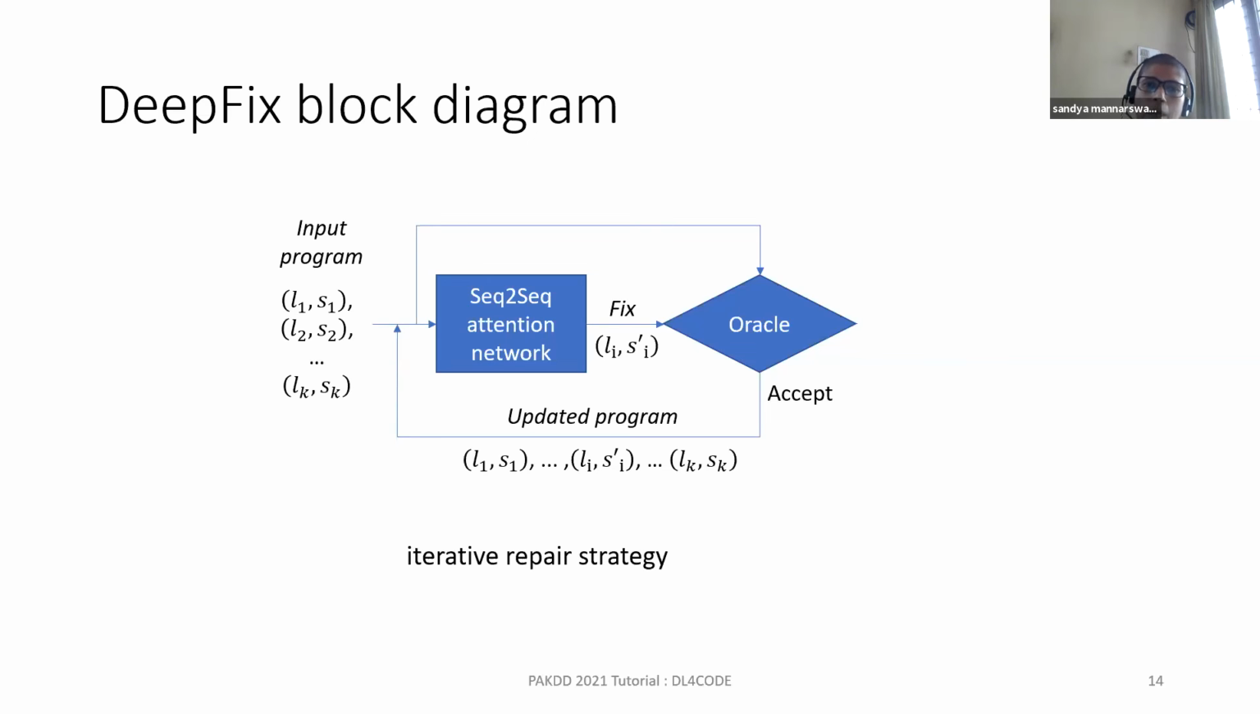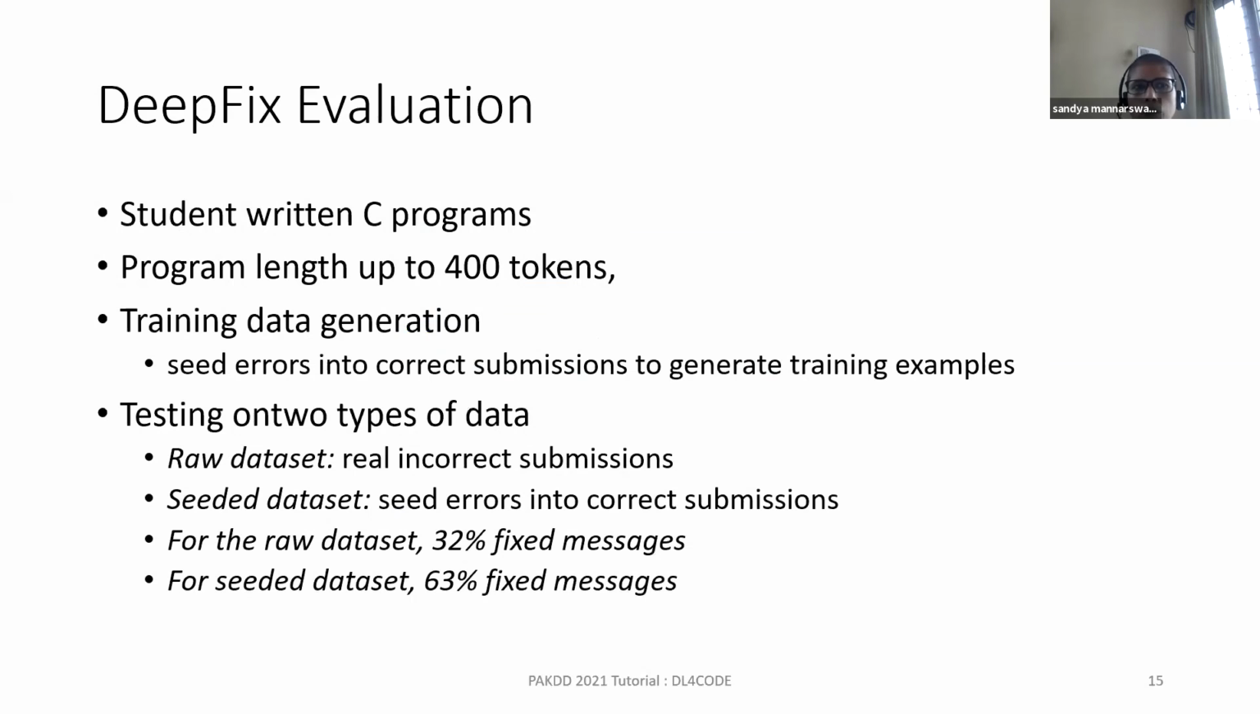This is something you may want to think about when you build DL4Code applications. Can the compiler be used? Can we use a post model checker, something like a generative adversarial network, for the oracle or for verifying correctness, right? DeepFix was evaluated on students' written C programs.